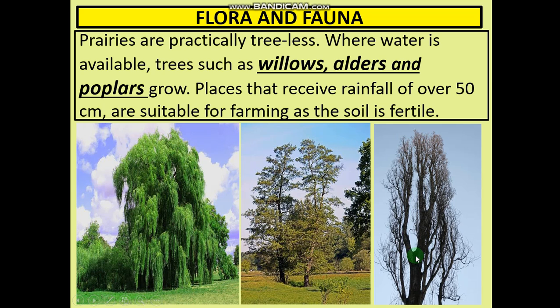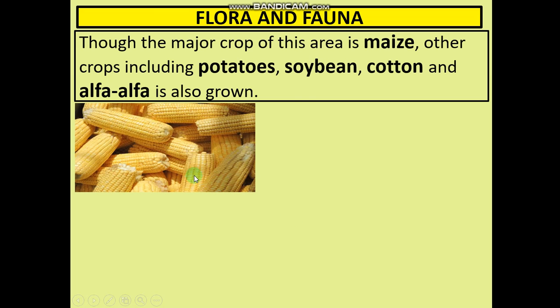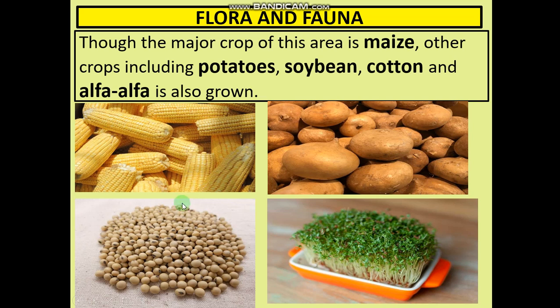Places that receive rainfall of over 50 centimeters are suitable for farming, as the soil is fertile, and agriculture is also done in the prairies. Though the major crop of this area is maize, other crops including potatoes, soybean, cotton, and alfalfa are also grown. As you can see, this is a new term which you have heard. This is a very beautiful type of vegetation. I too heard it for the first time. The name of this vegetation is alfalfa.